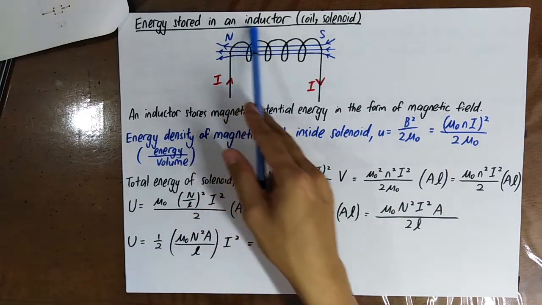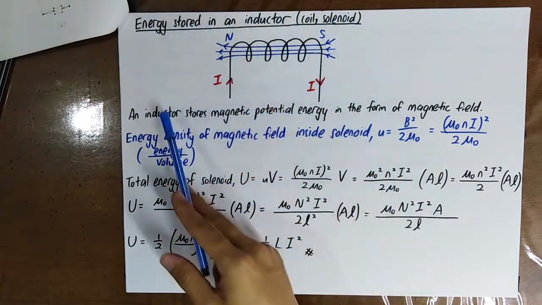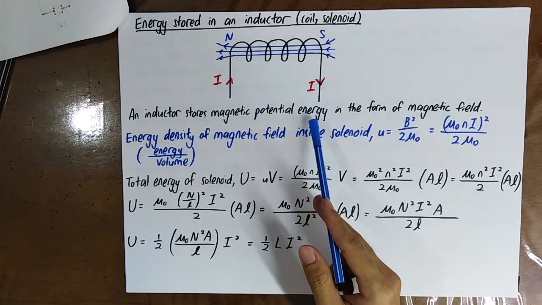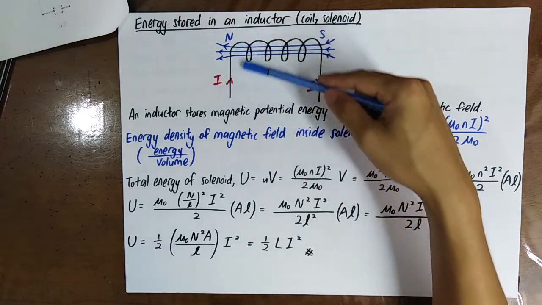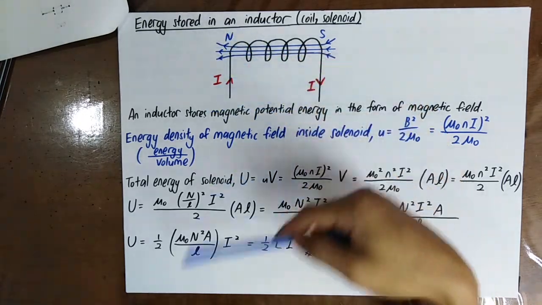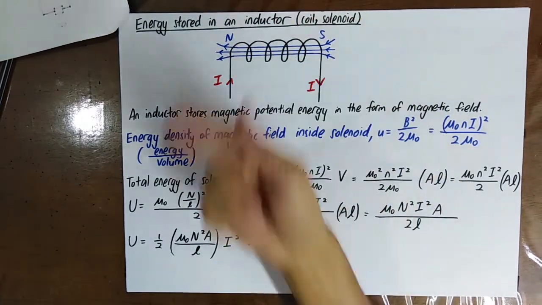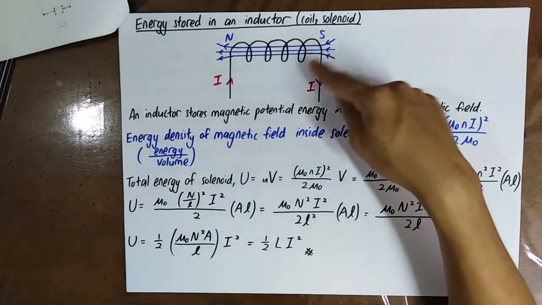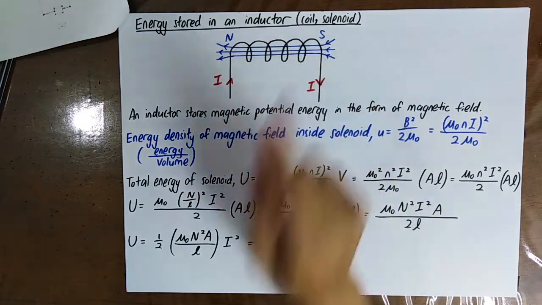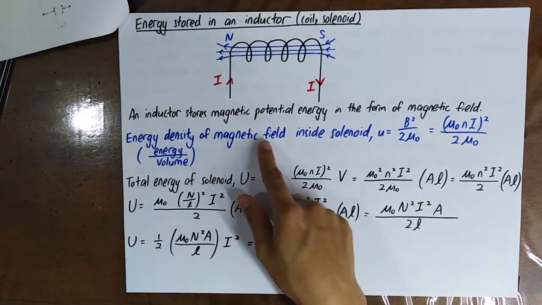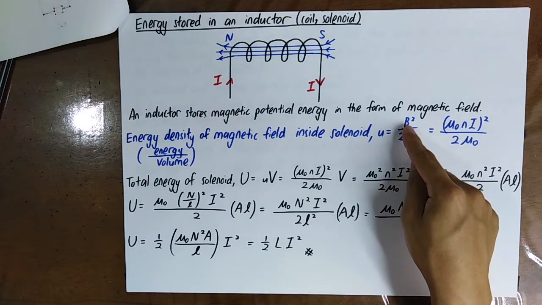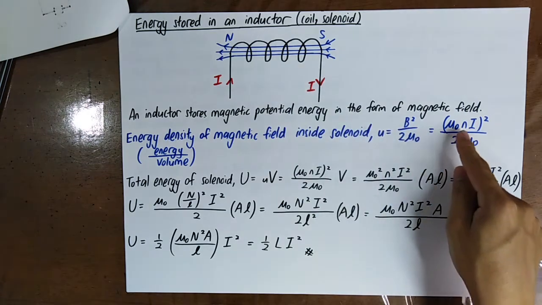But for an inductor, the energy is stored in the magnetic field, because it stores magnetic potential energy. For example, if the current is moving in a solenoid like this, from the north pole you can see the current moving in an anti-clockwise direction, and for the south pole the current is moving in a clockwise direction. The energy density of the magnetic field inside the solenoid is B squared over 2 mu naught, and B, the magnetic flux density inside the solenoid, is mu naught Ni.